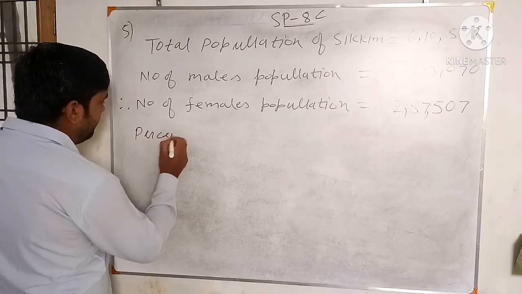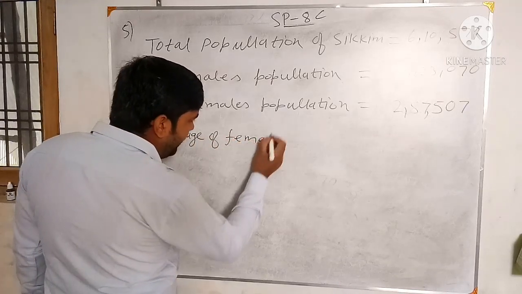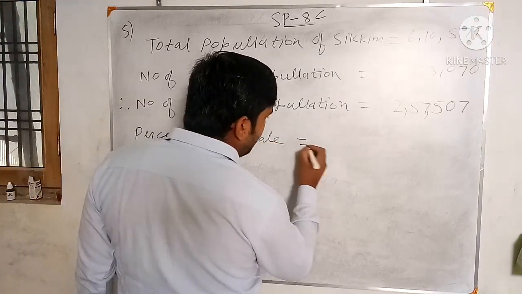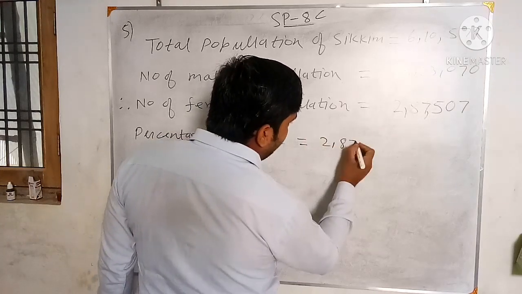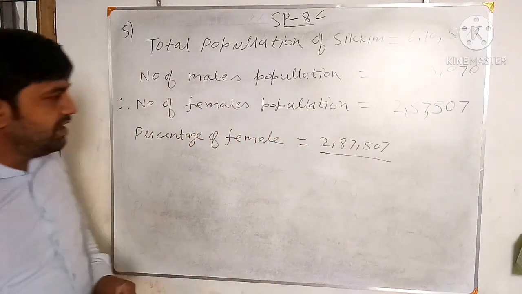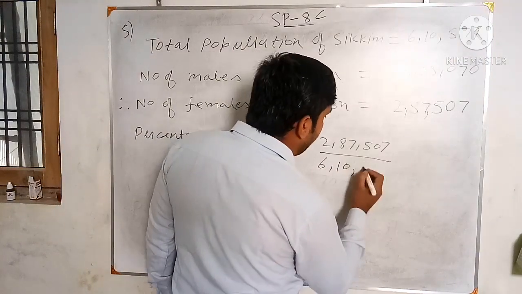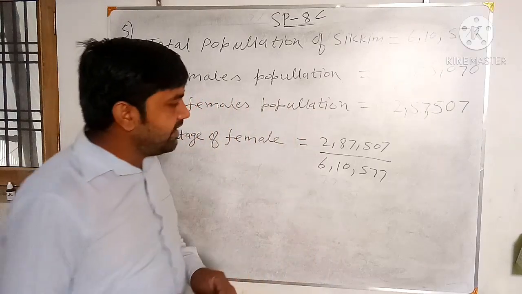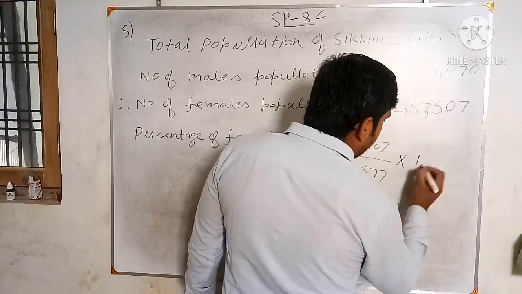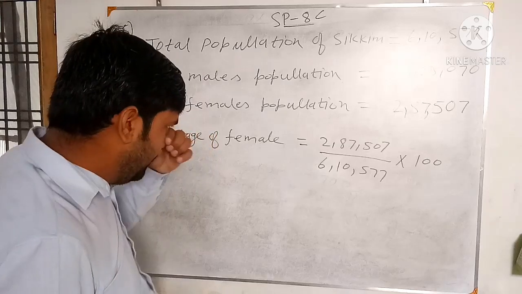Now the percentage of the female population. We have to find the percentage of the female population. Now we know the number of females, so we calculate the percentage of females. That is, 2,87,507 females are there out of the total population. So we calculate the percentage out of the total. The total population is 6,10,577. So out of 6,10,577, 2,87,507 are females, into 100. Now we solve this and we will get the answer.